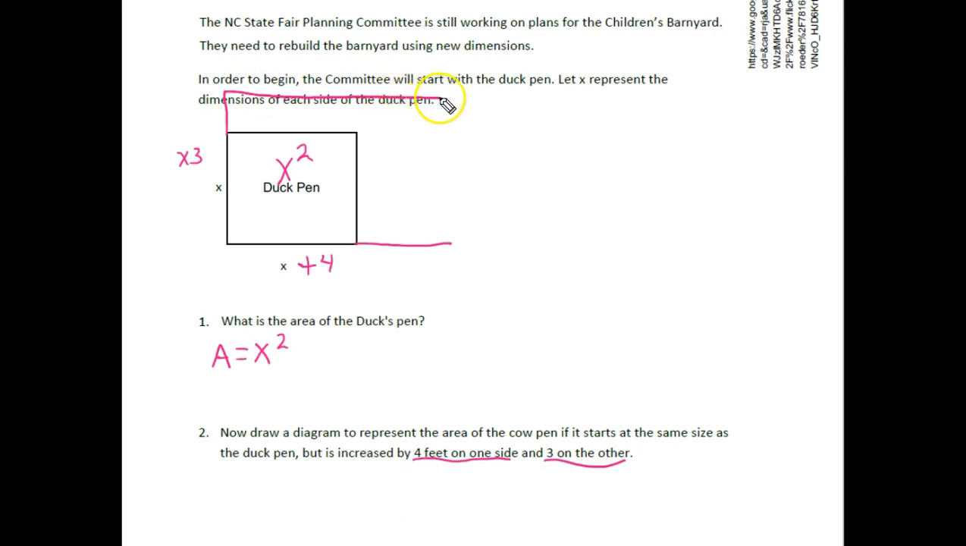we know that if this entire side length is x plus 4, then this entire side length has to be x plus 4 as well. And if this entire side length is x plus 3, then we know that this entire side length is also x plus 3. So we're no longer going to have a square, but now we're going to have a rectangle that's x plus 4 feet on one side by x plus 3 feet on the other side.